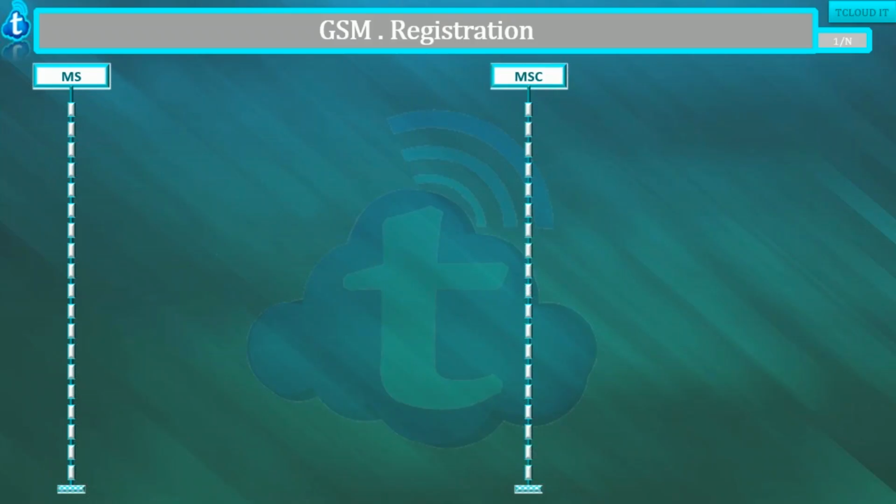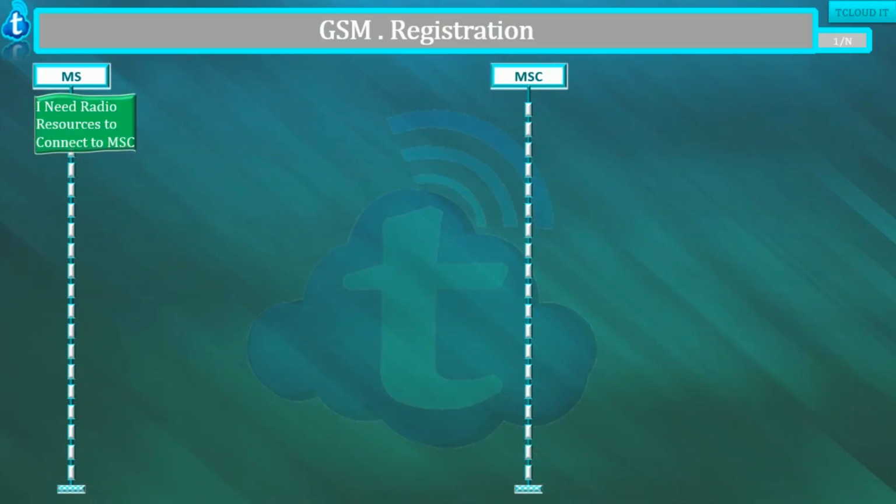And your mobile would have to be registered with your switch, which is the MSC. But there is no direct link existing between the mobile station and MSC. There is no wire there. If there were a wire available, you would immediately use that wire to send the information to your mobile switching center, MSC, that, hey, I want to register with you. You could send that information if there were a wire available, but there is not.